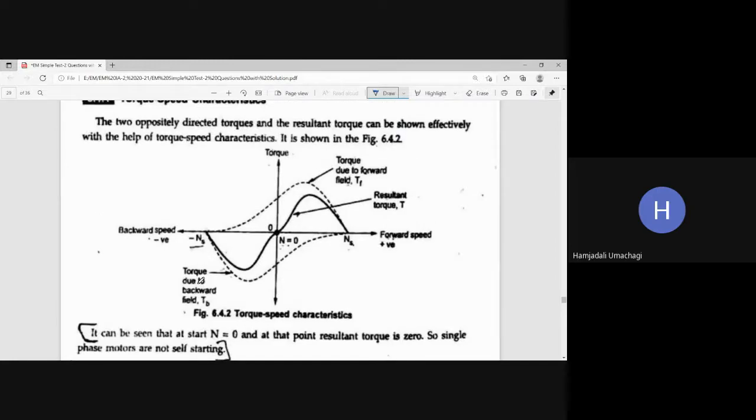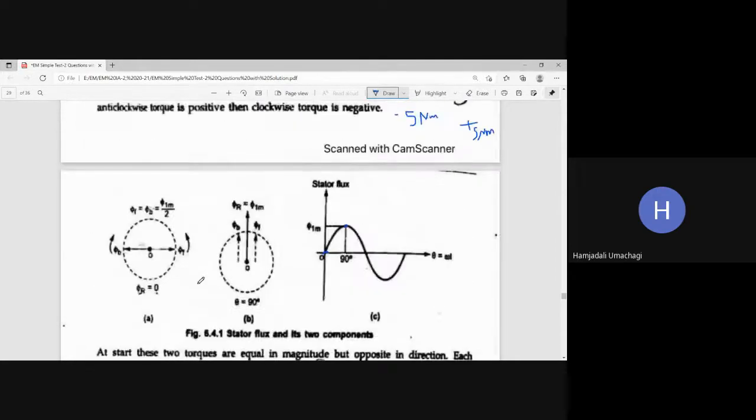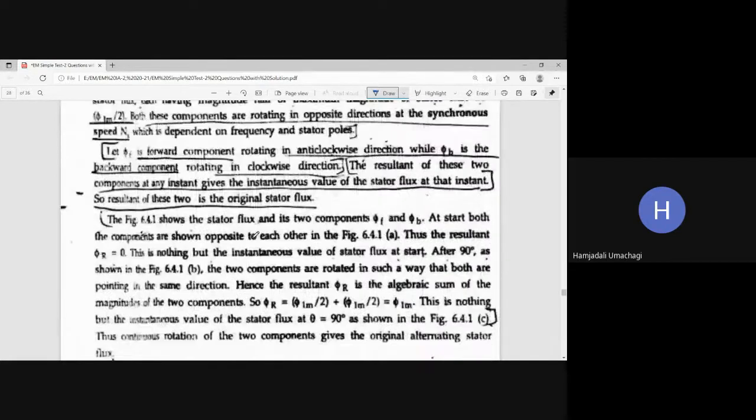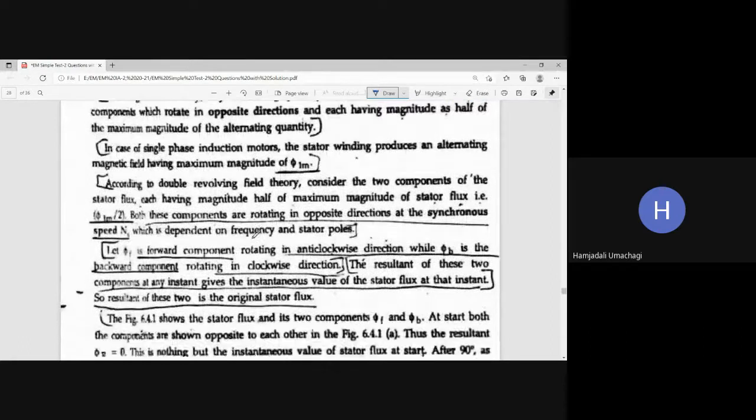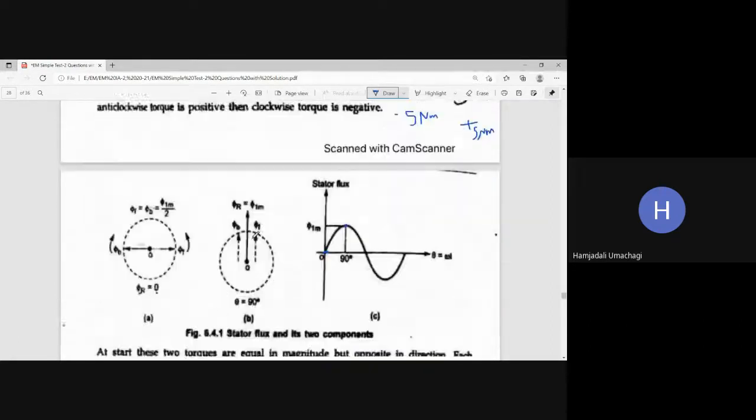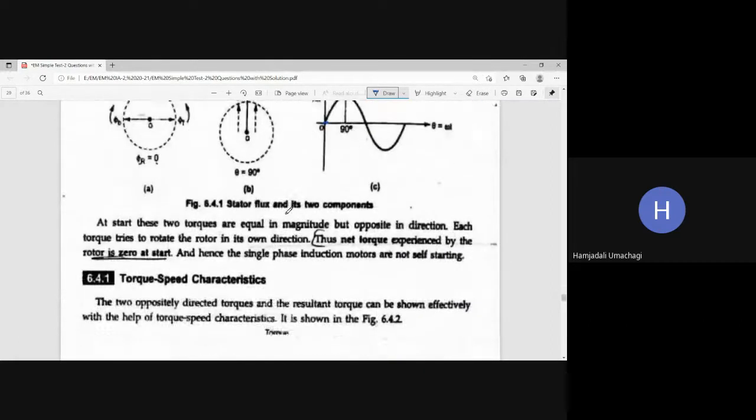In order to explain the double revolving field theory, with all these diagrams and explanation, from here you should start to explain the explanation part. Then you should draw these diagrams and explain all of this.